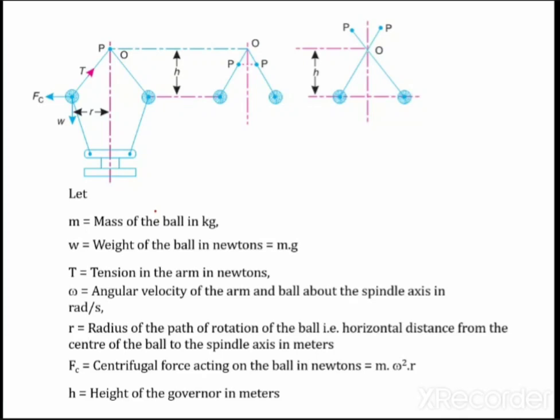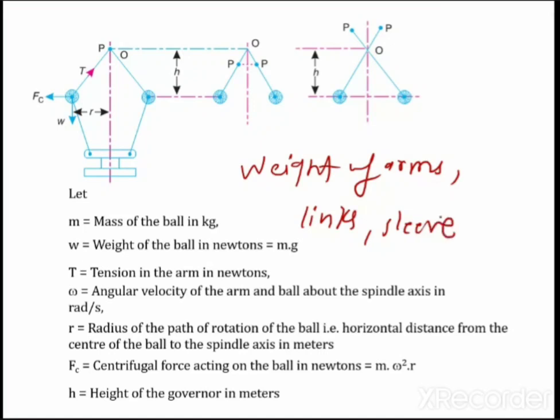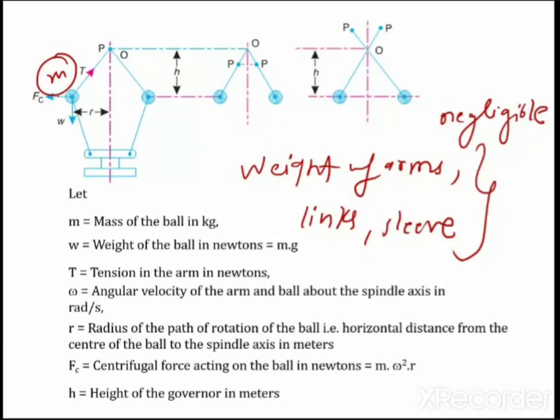It is assumed that the weight of the arms, links and sleeve is negligible as compared to the mass of the fly balls. Very, very important. So the weight of the arms, links and sleeve is negligible compared to the fly masses, and that is why they are neglected.